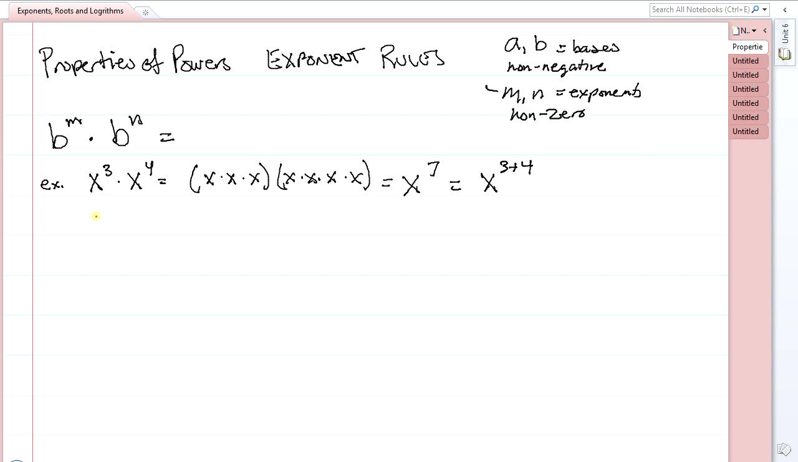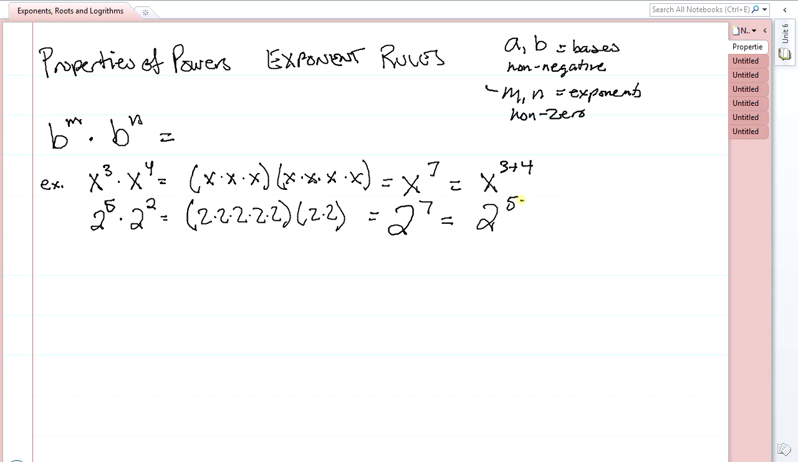It would not have made any difference if I would have said 2 to the 5th times 2 to the 2nd. I would have had 2 times 2 times 2 times 2 times 2 times 2 times 2. I would have had still a 2 raised to the 7th, except this time I would have gotten it because I would have been able to add the exponents 5 and 2. So what I'm telling you is that if you have the same base in both terms, you can leave the base alone. That's a common mistake. Sometimes people want to change the base and just add the exponents together. B raised to the m plus n.